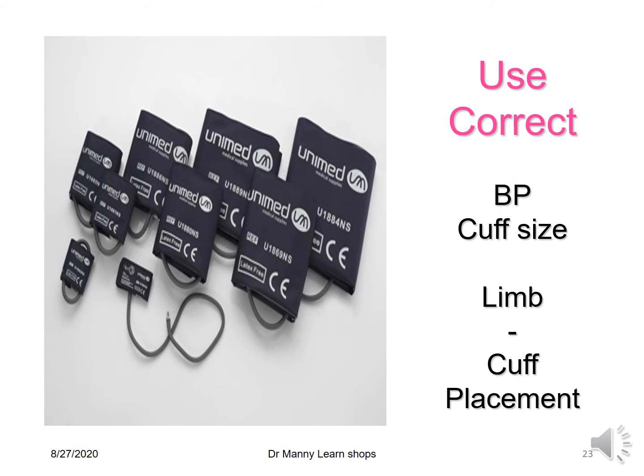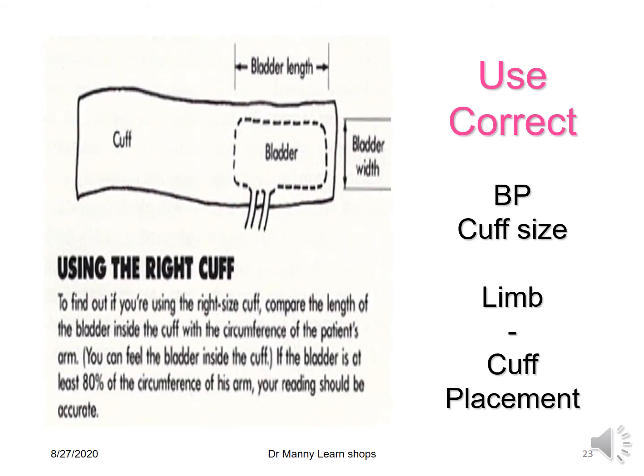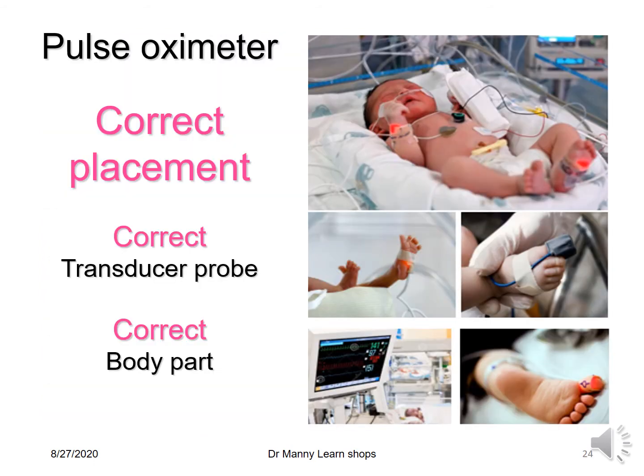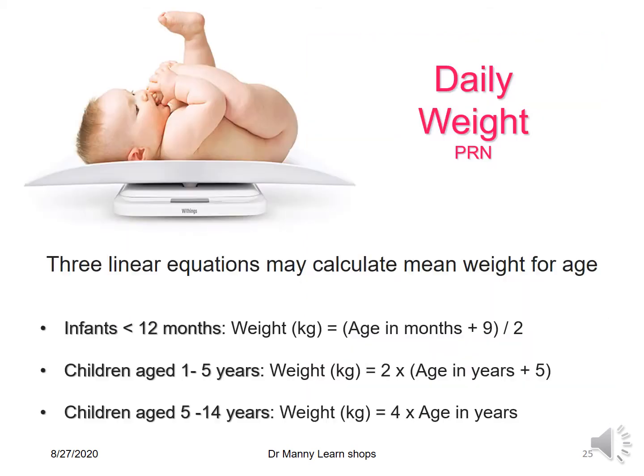Whether it's a blood pressure cuff, whether it's a pulse oximeter and the transducer probe, placement on the correct body part is important, otherwise it could provide misleading information. It's always important to do a daily weight.